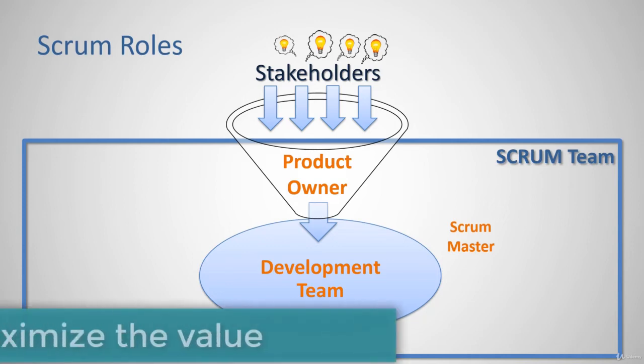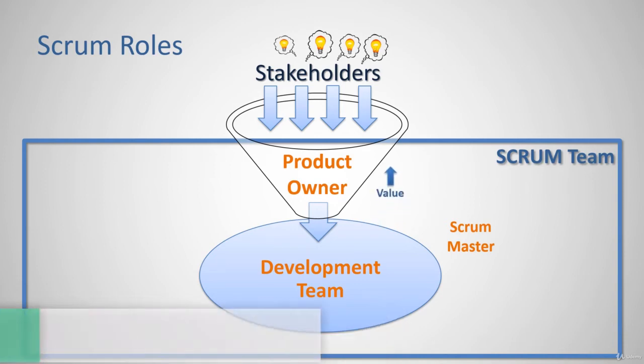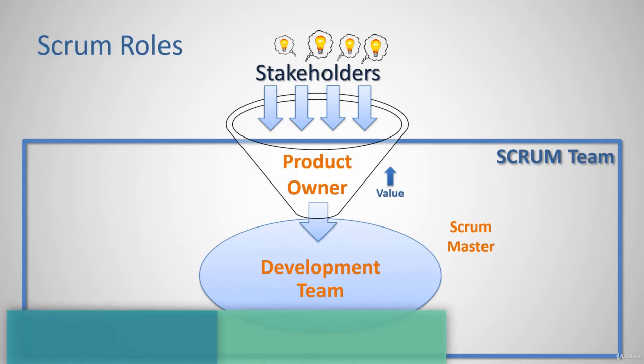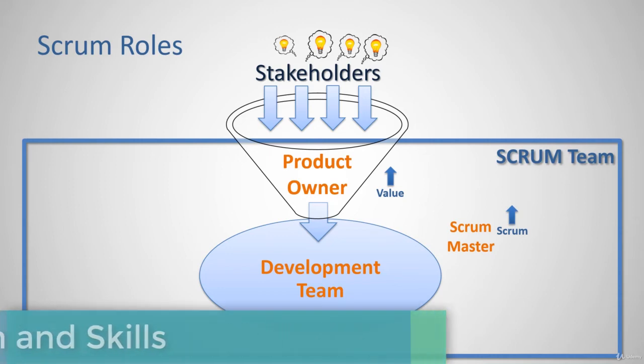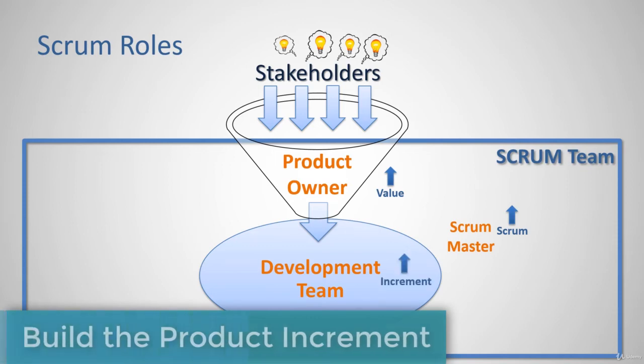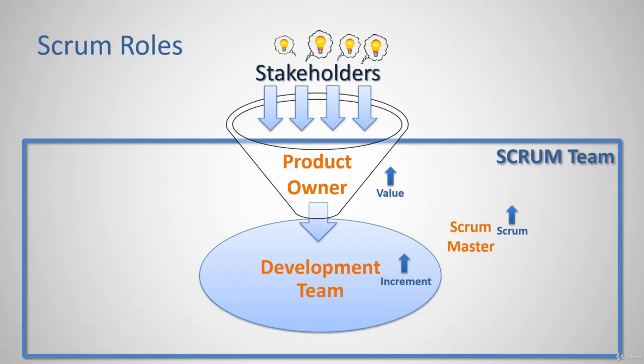The primary goal of the product owner is to maximize the value of the product and the work of the development team. The Scrum Master is responsible for ensuring that Scrum is understood and used skillfully by the Scrum team. The primary goal of the development team is to build the product increment in each sprint. Only members of the development team can work on the product. The product owner is one person, not a committee. She represents anyone outside the Scrum team with interest in the product. The Scrum Master is one person.